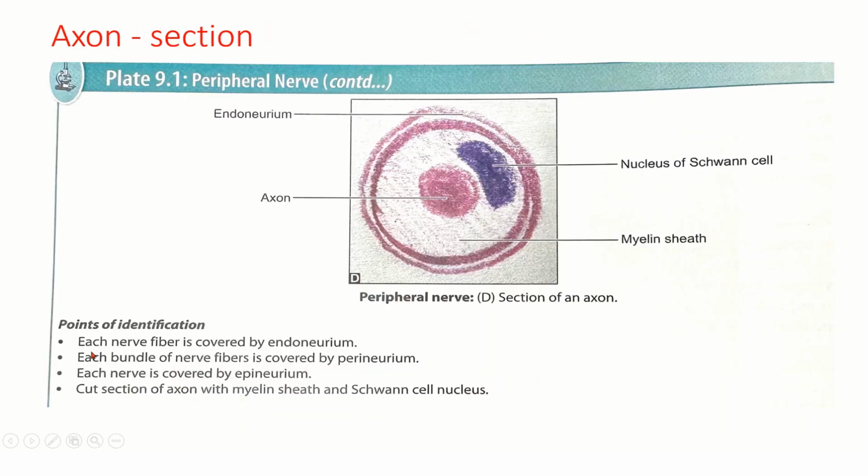So if you see the identification points, each nerve fiber is covered by endoneurium. Each bundle of nerve fibers is covered by perineurium. Each nerve is covered by epineurium. A cut section of axon with myelin sheath and Schwann cell is shown in this diagram. You can see this is the axon, the nucleus of the Schwann cell, the myelin sheath, and the endoneurium. Whenever a peripheral nerve slide is given, at least 2 out of these 4 points should be there to identify the slide in the spotting.